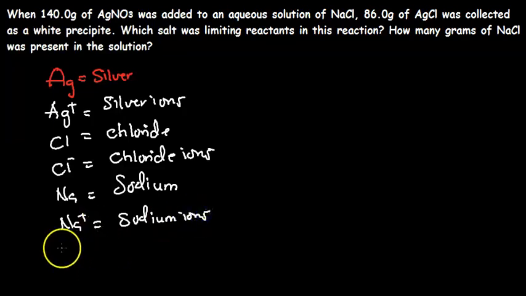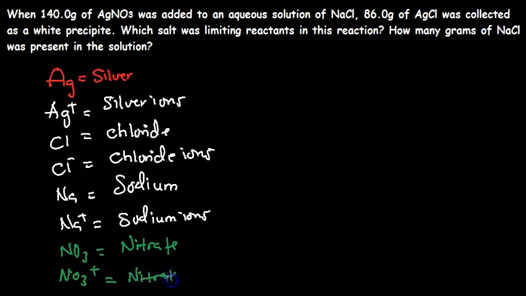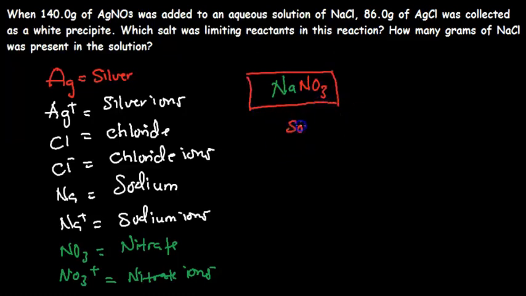What about NO3? NO3 is nitrate. What about NO3 minus? This is going to be nitrate ions. What if you're given two combinations? Since we said Na is sodium and on the right hand side we're given nitrate, how can you name this compound? This is going to be sodium nitrate. Let's go back and solve this problem.